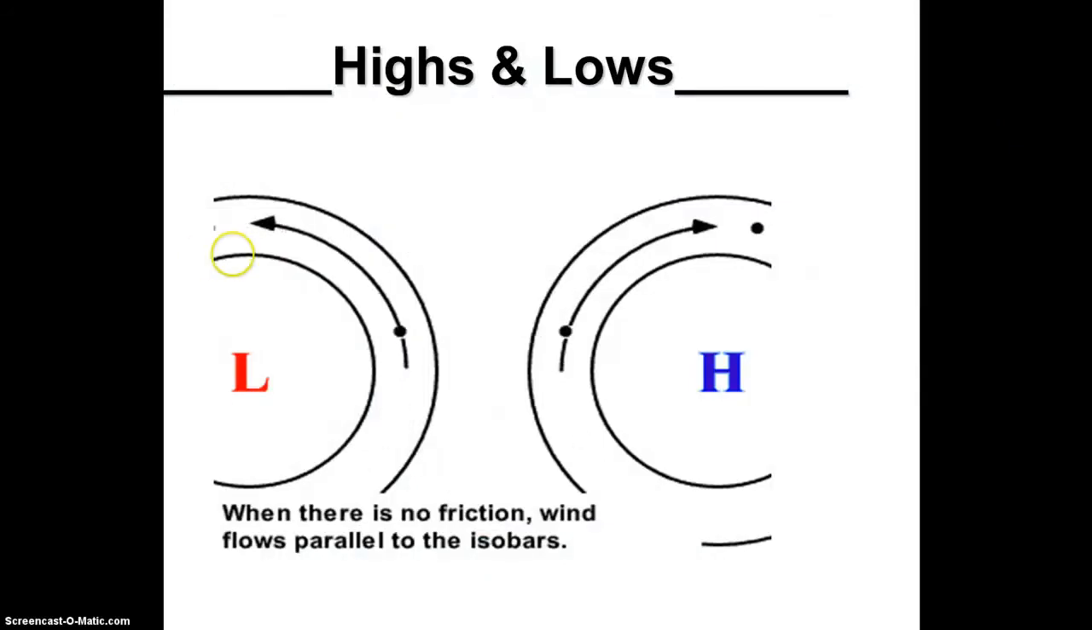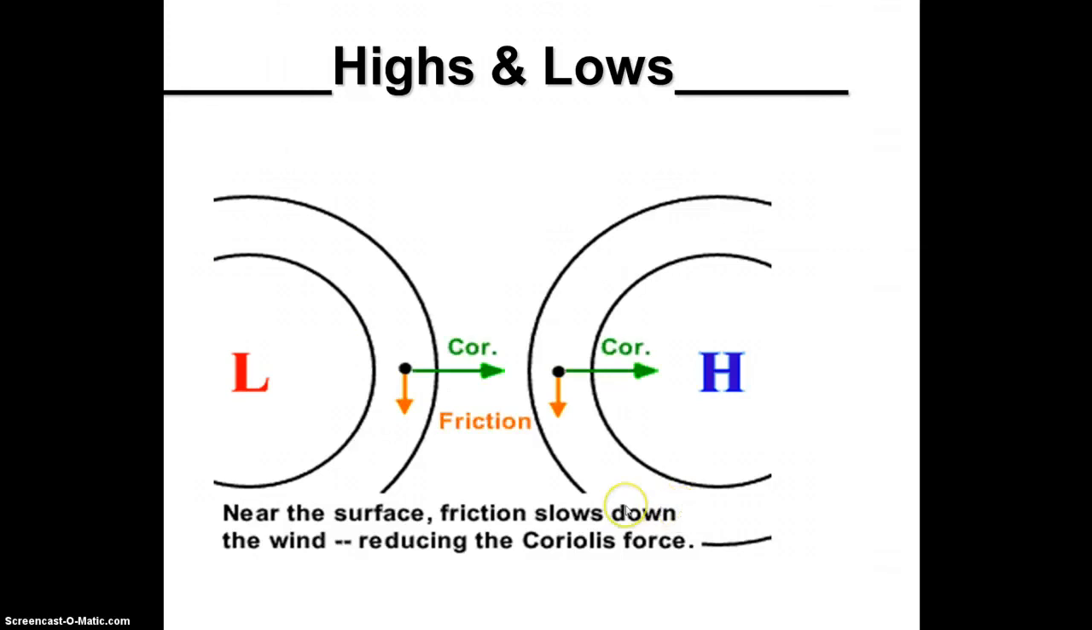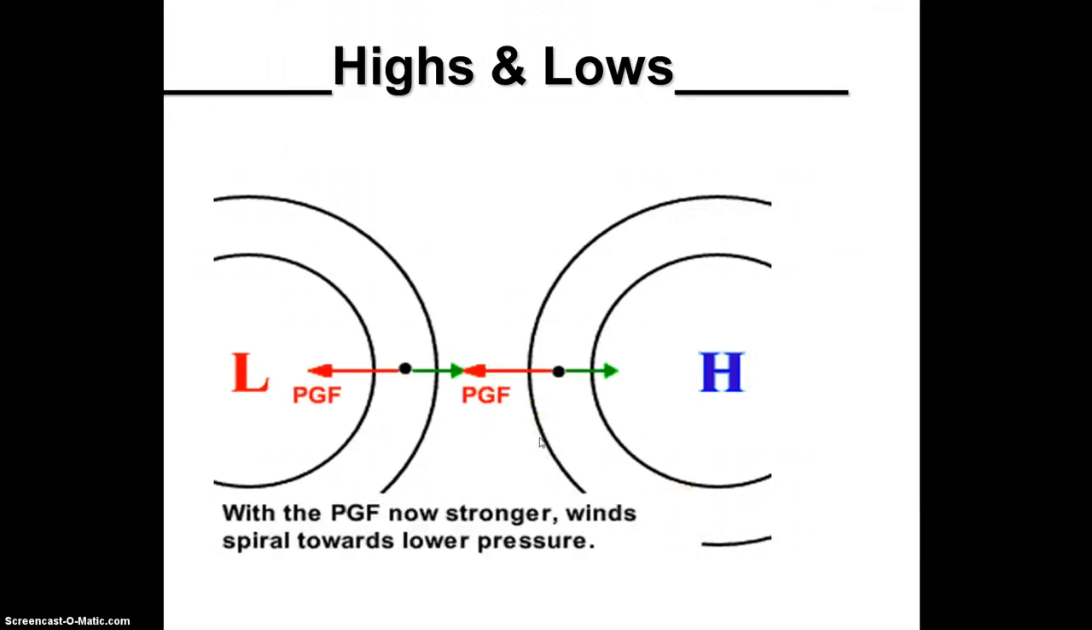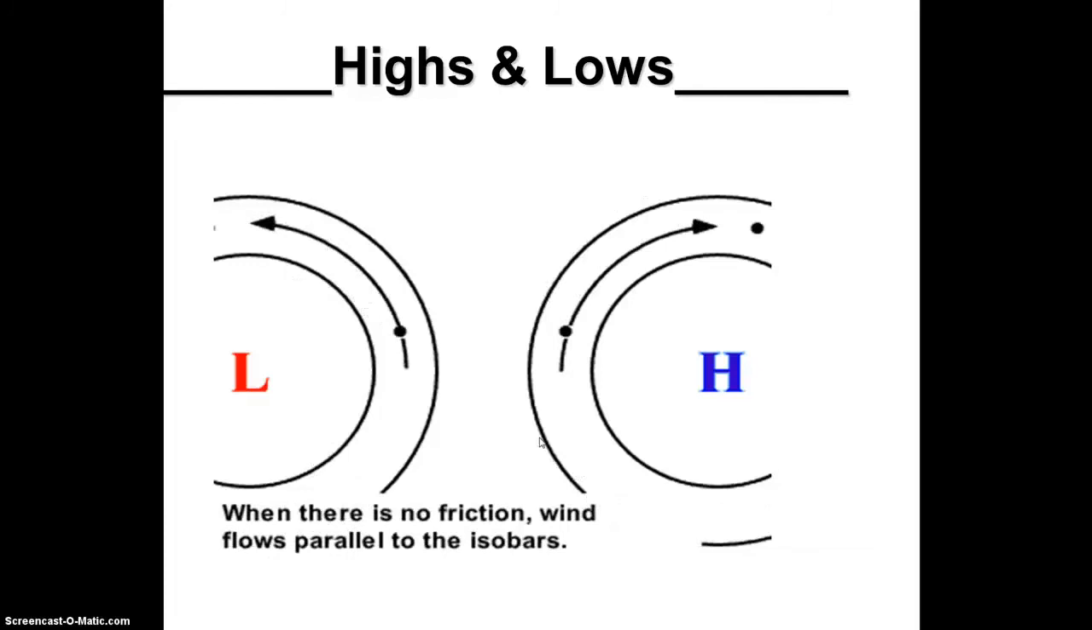Look at it like this, where you have your high pressure and your low pressure. Friction will allow those winds to start to either move in towards the low or out away from the high. So you'll start to see that pressure gradient force really strong as you get down towards the surface, because you have those differences of the friction taking place.